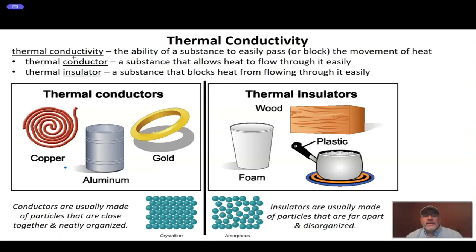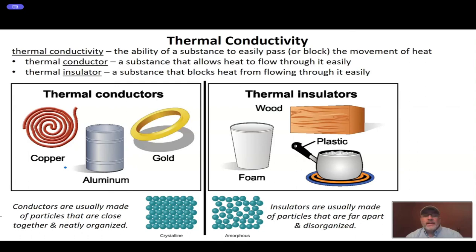That way, if they're spazzing out and moving really fast because they're hot, they can easily bump into the next molecule, which can easily bump into the next molecule, and it passes, kind of like a domino effect. They're close together, so it's easy to touch the next molecule over. So with conduction, there's touching. You need to have those molecules touching.